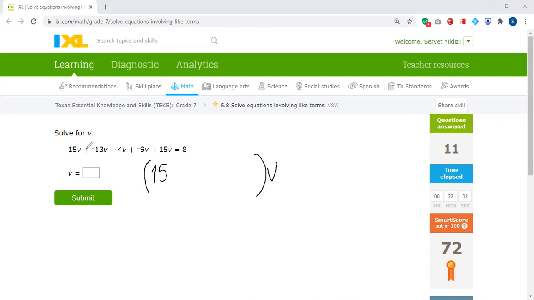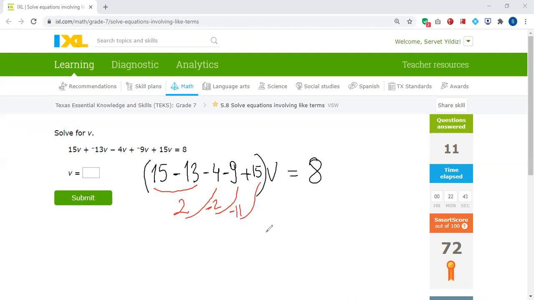I have 15. Look, positive times negative is negative. Just remember the previous question. 13, okay? Positive times negative is negative, so negative 13 minus 4. Positive times negative is negative, negative 9, and plus 15 is equal to 8. So 15 minus 13 is 2. 2 minus 4 is negative 2. Negative 2 minus 9 is negative 11. Negative 11 plus 15 is 4.